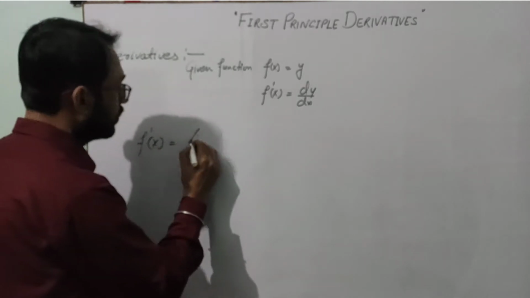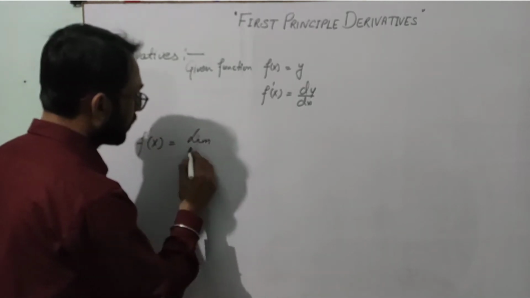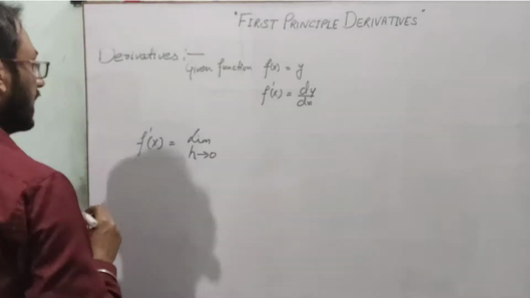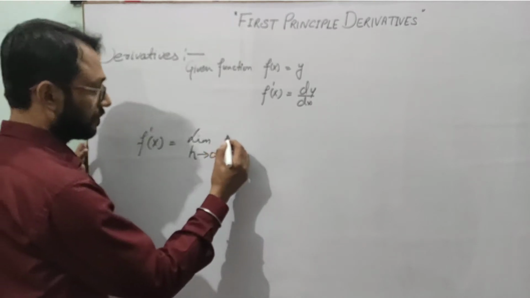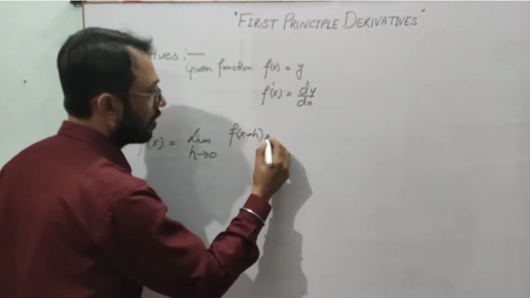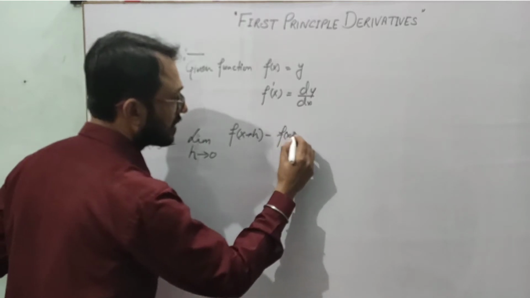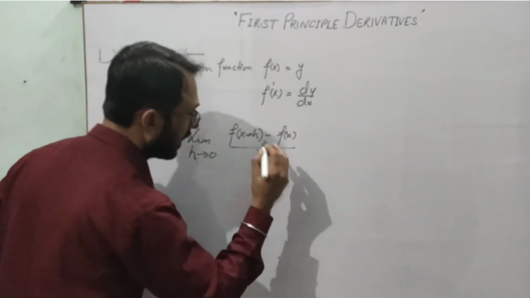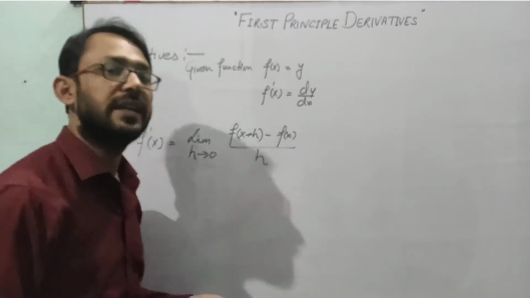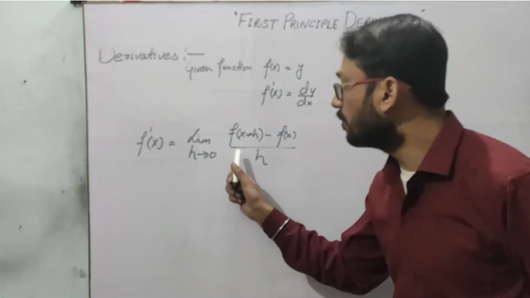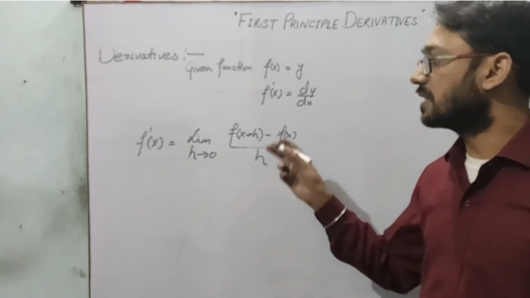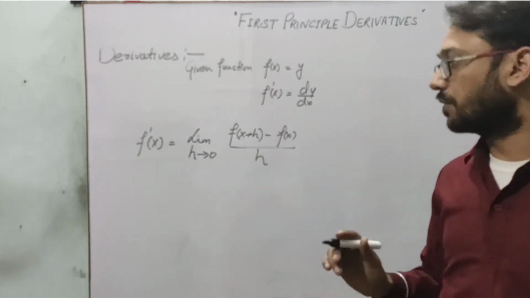is equal to the limit of h tends to 0 of (f(x + h) - f(x)) whole upon h. This is the formula for the first principle derivative. You have to learn this particular formula. After this, now you will be able to solve some of the questions.